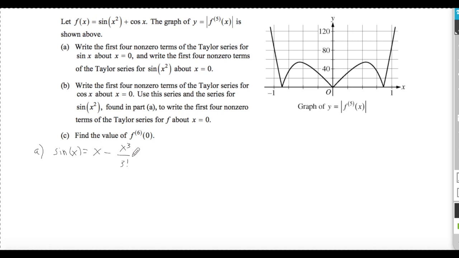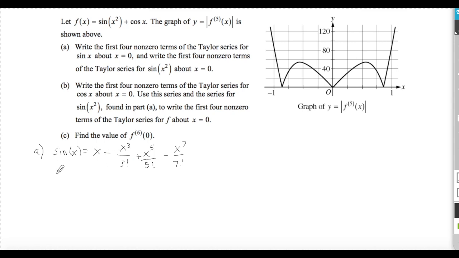It's kind of the other parts of the series for cosine of x. The cosine of x one's all even powers and factorials. Sine is all odd powers and factorials. So minus x cubed over 3 factorial plus x to the 5th over 5 factorial minus x to the 7 over 7 factorial. So write out the first four non-zero terms, there they are, of the Taylor series for sine of x about x equals 0. That's the Maclaurin series. We did that. And then write the first four non-zero terms of the Taylor series for sine of x squared.